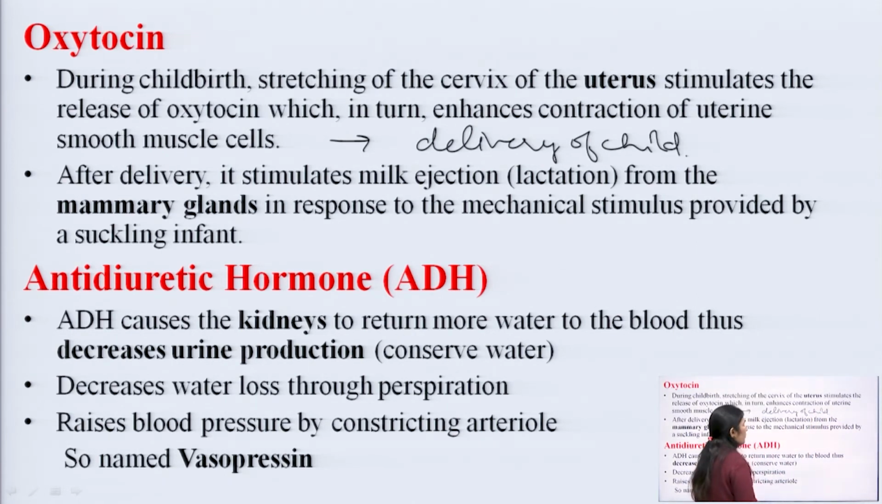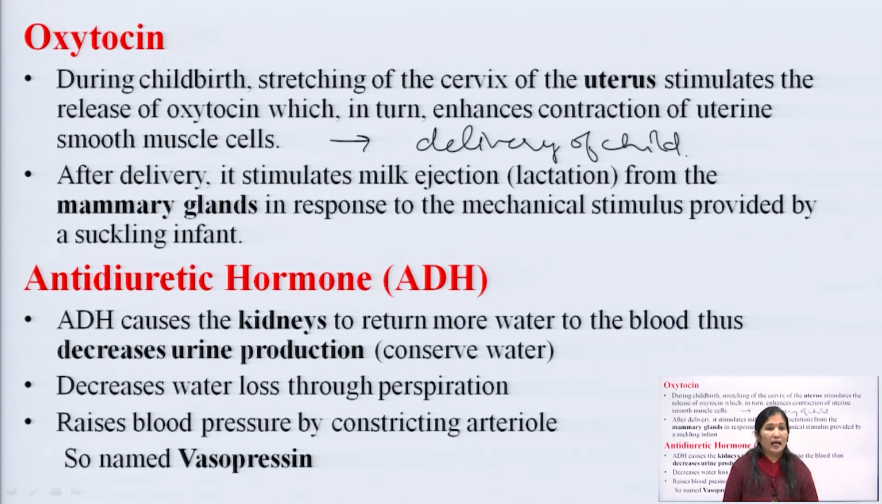And after delivery it stimulates the milk ejection, that is lactation from the mammary gland in response to mechanical stimulus provided by the sucking infant. So, it causes the contraction of the mammary gland, so that milk can be ejected, that is known as lactation. So, lactation and contraction of uterus are the two actions of oxytocin.